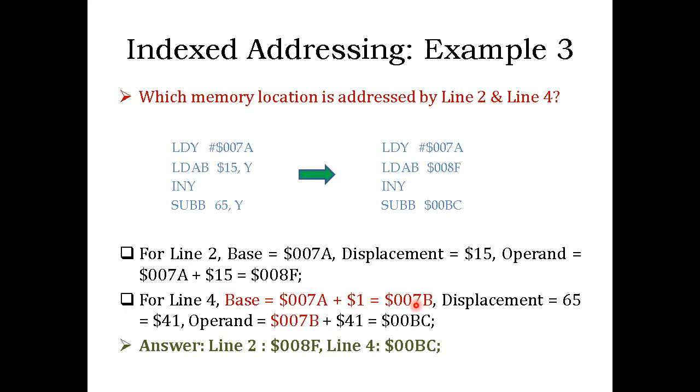So don't just look at the first line and copy the base address. Look at the other lines as well, okay? So the base address is changed. That's why I highlighted it as red. And then my displacement is 65, but the 65 is given in decimal. Be careful, okay? We always convert everything into hex. So we convert it into hex, which is 41 in hex. And then we are adding the base address plus displacement to calculate the operand, which is 00BC.